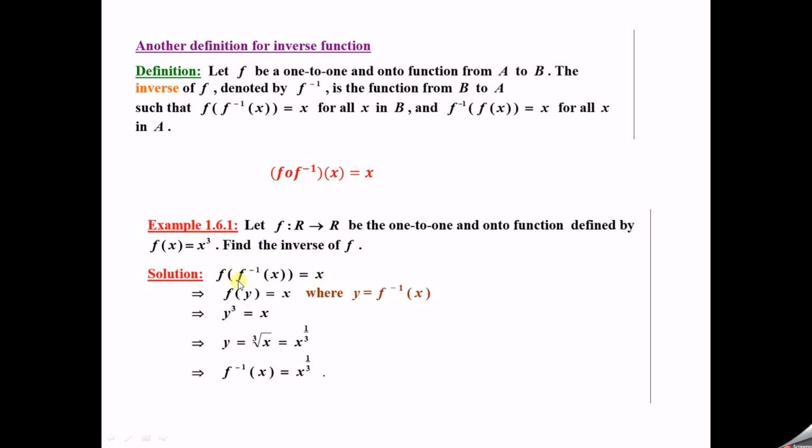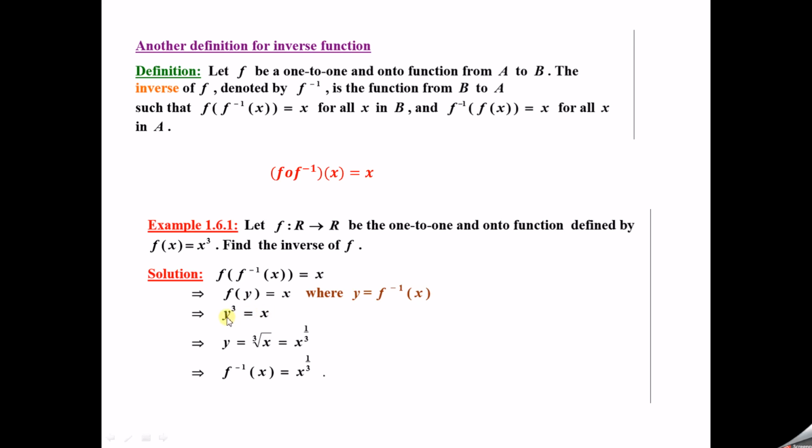Since we don't know f inverse, let f inverse x be equal to y. If we let this f inverse x be y, then we get f of y is equal to x. Because we don't know this term, let us call it y. Then f of y equals x. But by the definition of f, f(x) is x cube. Therefore f of y will be y cube. So y cube is equal to x.